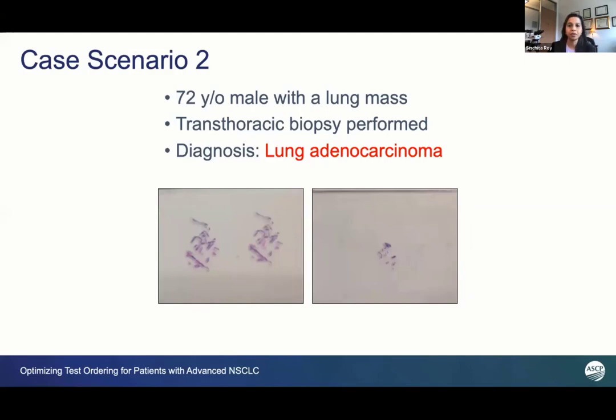Here's case scenario number two. Let's say it's the same patient, you do the biopsy, you have a diagnosis of lung adenocarcinoma. However, this is what you had originally on the block when you first got your H&E for the diagnosis. And then by the time you get the request for biomarker testing, you recut the block and this is what you have left. And that's a problem too, because you don't have adequate tissue to do all of the testing you need.